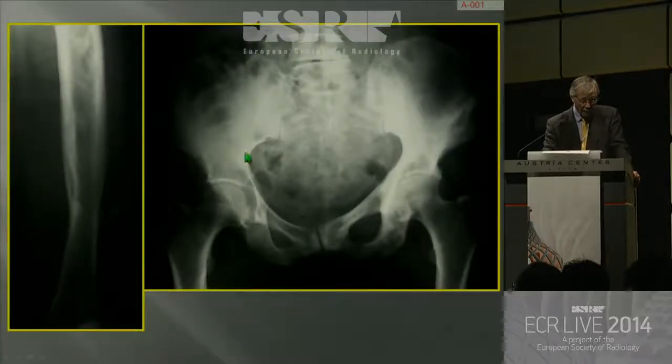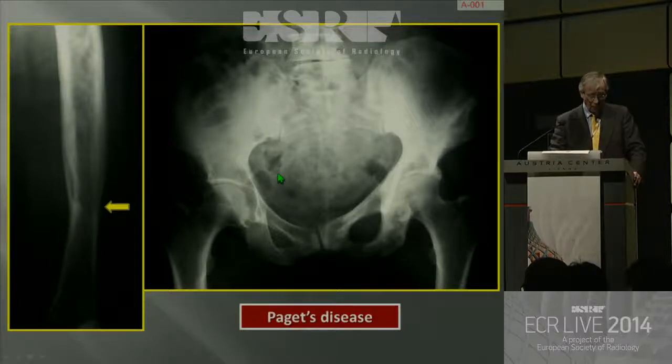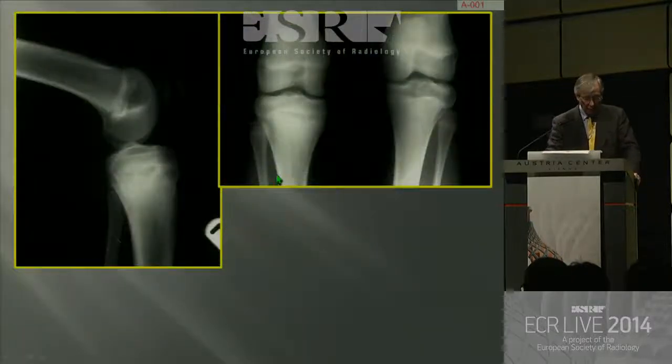Here's an example of probably one of the more common sclerotic lesions, Paget's disease. And here you see the classic flare appearance of the margin of the pagetoid bone with the normal bone, and the increased sclerosis in the pelvis. So Paget's disease is a common cause of increased density in bone.